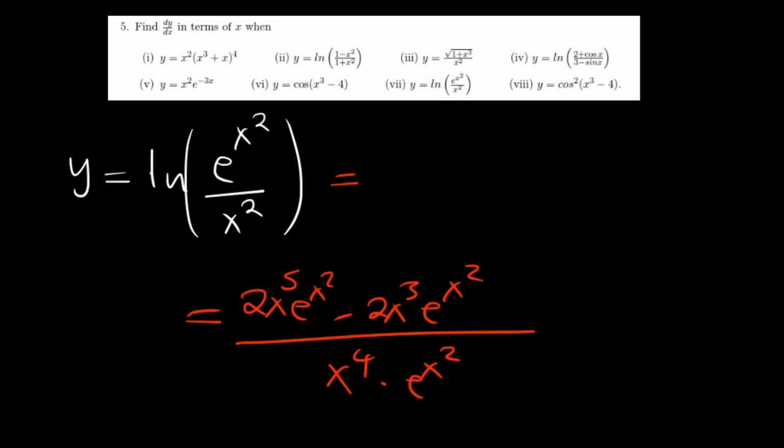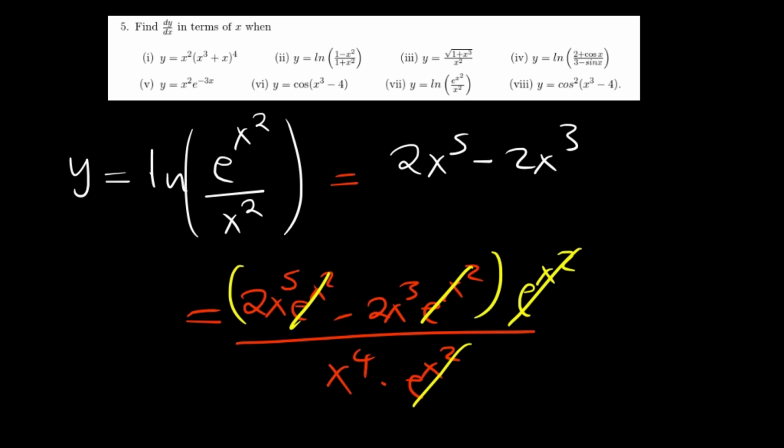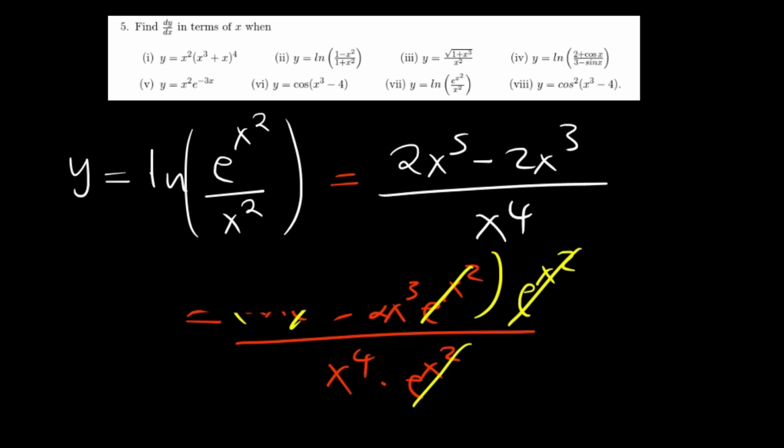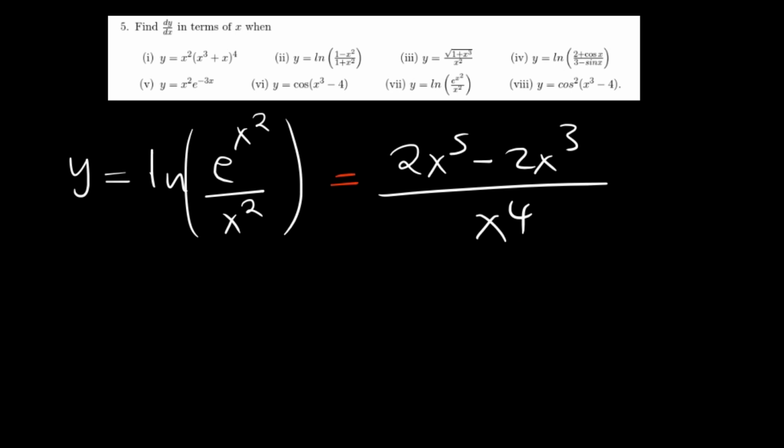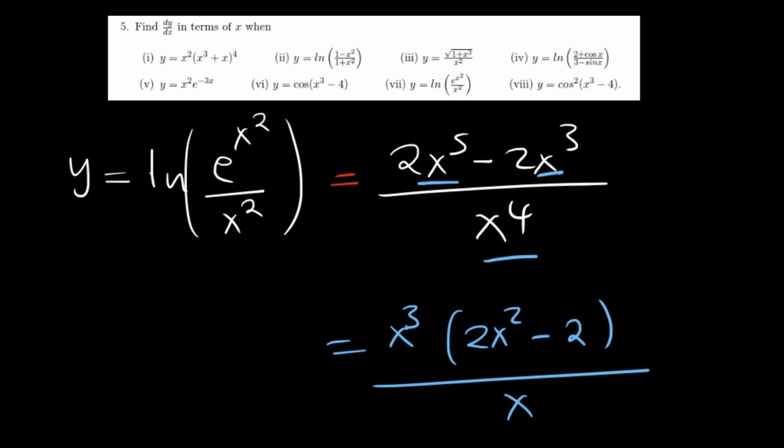So if you pull out e to the power x squared, it is going to divide with the 1 on the bottom. So what remains as your solution is 2x to the power 5 minus 2x to the power 3 over x to the power 4. Of course, you can go on and simplify that. Since you've got x to the power 5, 3 and 4, the minimum power is 3. So you can pull out x to the power 3 on top, remain with 2x squared minus 2 over x to the power 4, which can be split. So this and that will go, and you end up with 2x squared over x as a simplified solution.